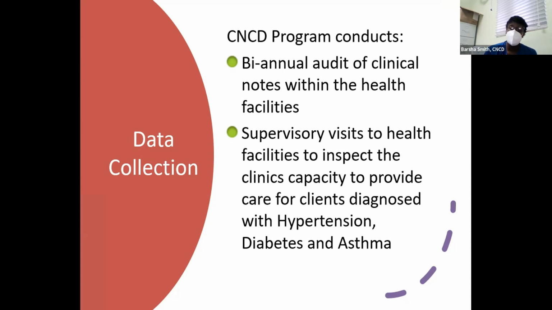Because if the clinic does not have the necessary equipment, then the patient can't receive the quality care. If they don't have a working scale, if they don't have a glucometer, if they don't have O2 sat machines, then of course that will affect the care that is being provided to the client. So we monitor the clinical aspect and also the health facility itself and its capacity to provide care for these clients.